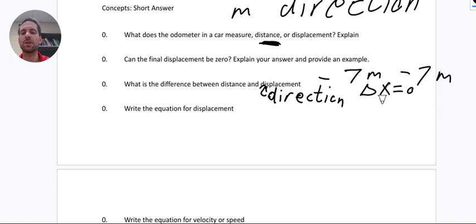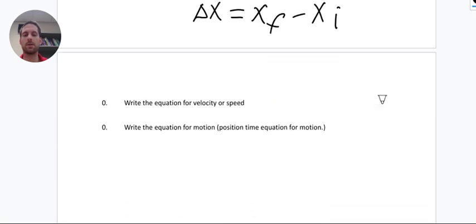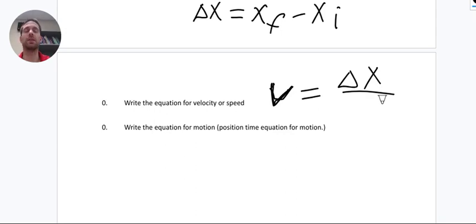The equation is going to be change in x equals x final minus x initial. So v equals the change in displacement, change in position, over the change in time. Change in x over change in time.